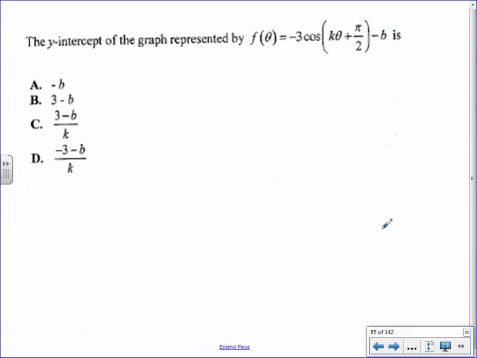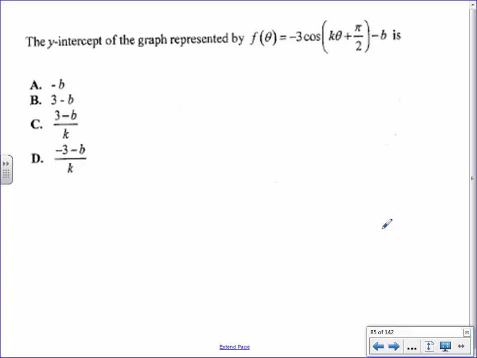What they often like to do, did I go too fast? You're good? Okay. What they often like to do is give you incomplete graphs. So they've given here a graph of a cosine, but they actually haven't given every single value. They've given the plus pi over 2, they've given the negative 3, but they're throwing in a k and a minus b, just to be jerks.